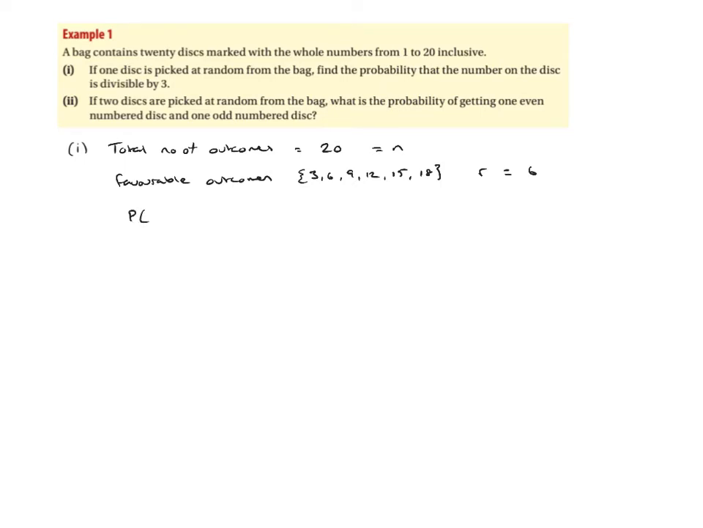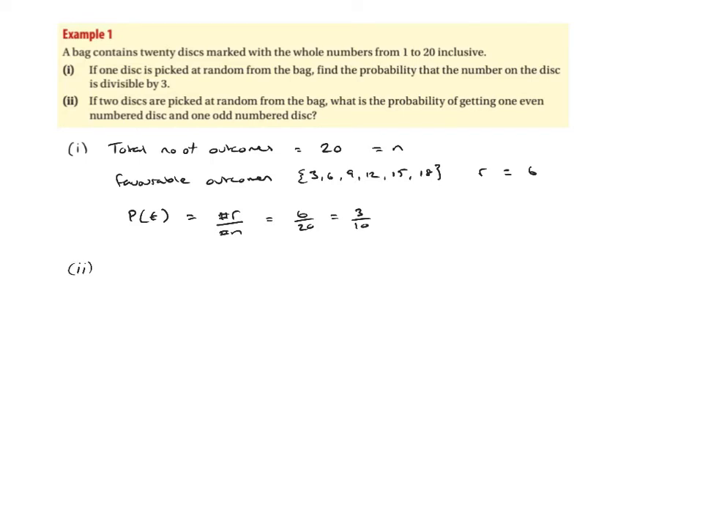So the probability of the event happening is equal to the number of the r's over the number of the n's, which is equal to 6 over 20, which is equal, in this case, to 3 over 10. And that question now has been answered. Let's have a look at part 2.